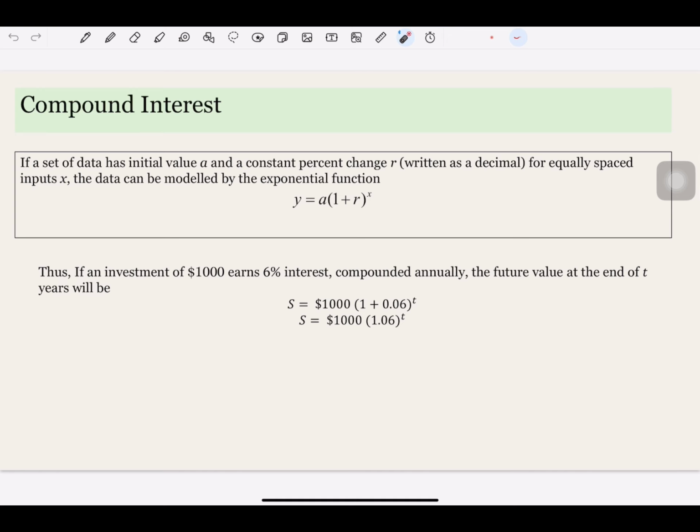Suppose you have invested $1,000 at a 6% annual interest rate, compounded once per year. So let's take the principal A as 1,000 and the rate R as 0.06. The number of years T is our input.